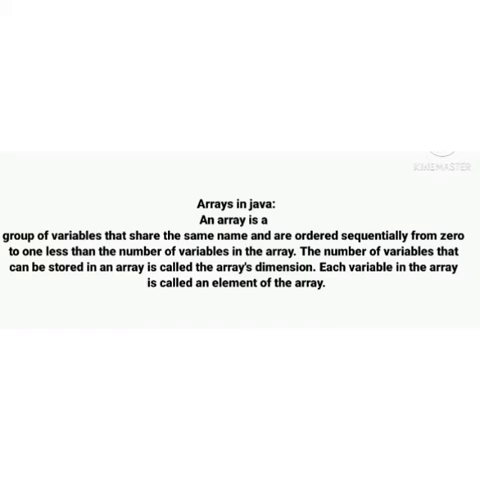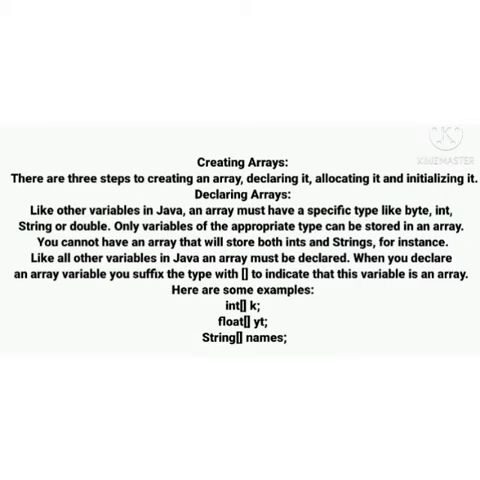Next one is creating, declaring and initializing. Creating an array has 3 steps: declaring, allocating and initializing. First is declaring an array. Like other variables in Java, an array must have a specific type like byte, int, String or double. Only variables of the appropriate type can be stored in the array.